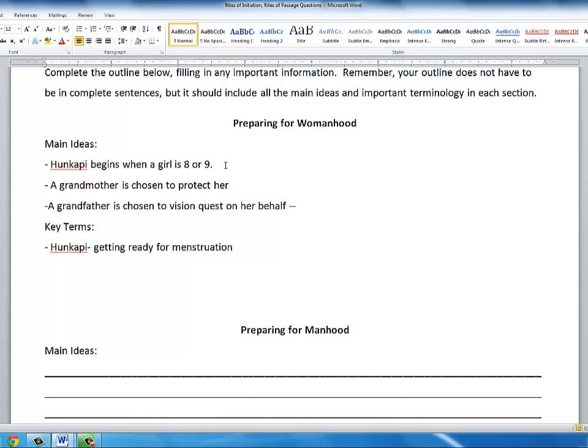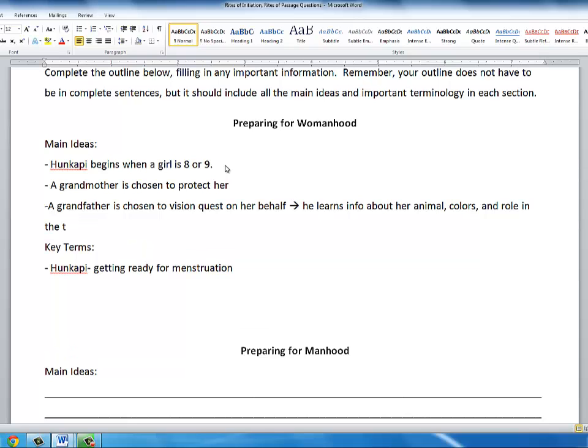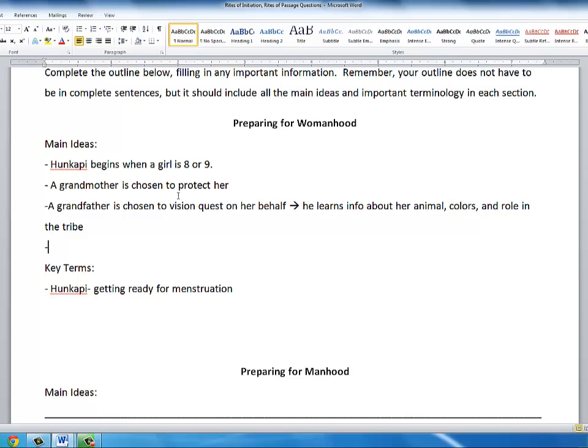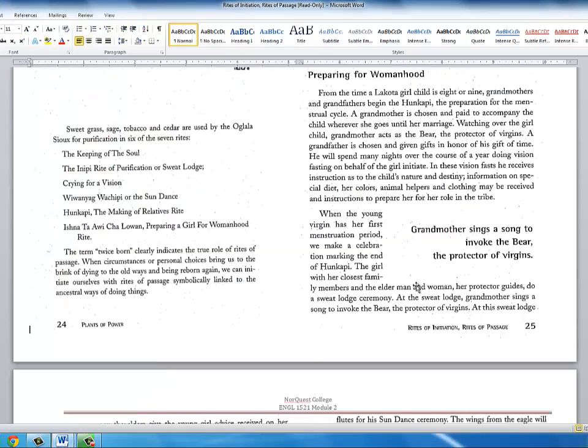Here I'm going to add a little note because I think there's a little bit more that's important about the grandfather. He learns info about her animal, colors, and role in the tribe. So as you can see, we're really beginning to look like a list. Let's go back and see the next paragraph.